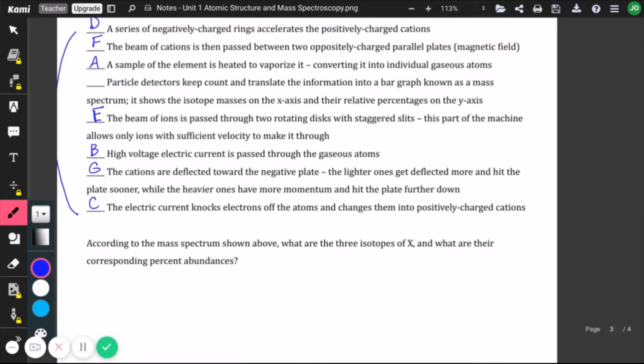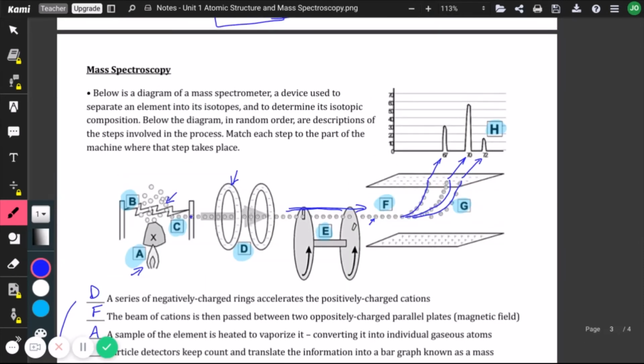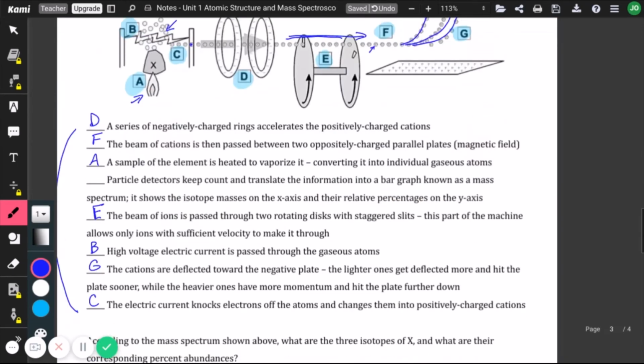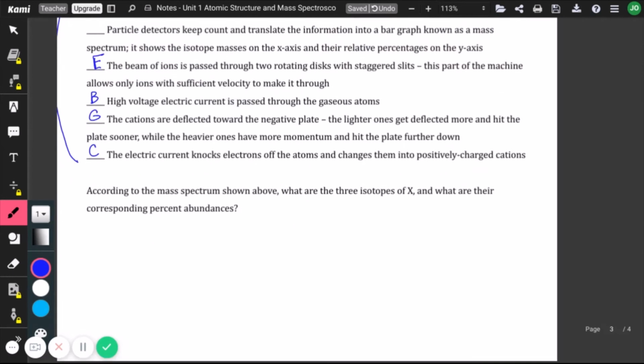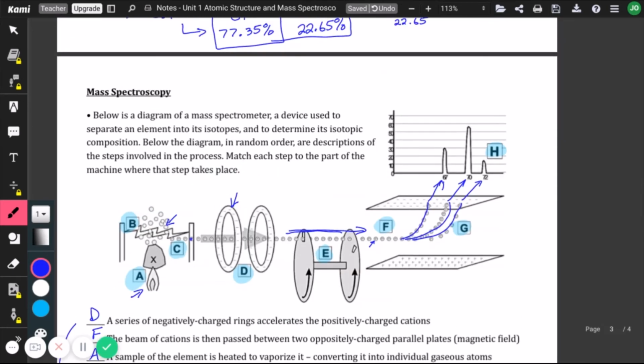So, according to the mass spectrum shown above, what are the three isotopes of X and what are their corresponding percent abundances? Okay. So the three isotopes are 67, 70, and 72. So it's element X with a mass number of 67, element X with a mass number of 70, and element X with a mass number of 72. Okay. Now, how often do they occur?